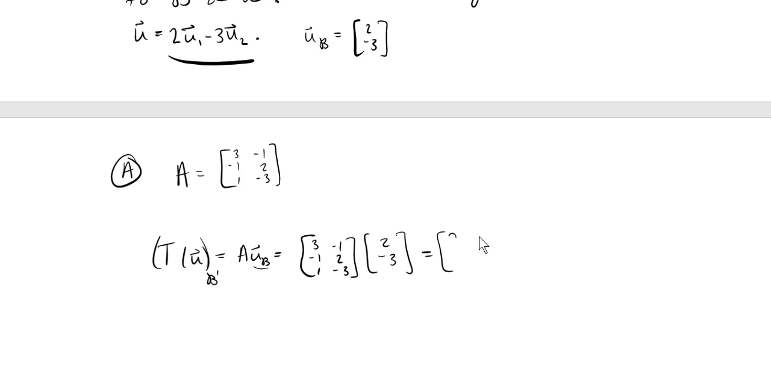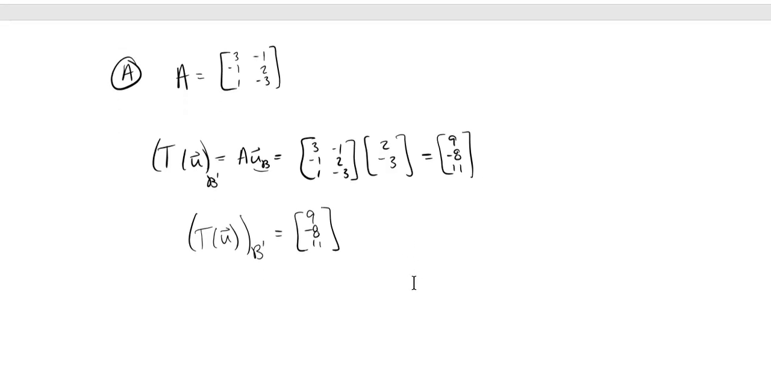Looks like we get 6 plus 3 is 9. -2 minus 6 is -8. And 2 plus 9 is 11. Looks like there we have it. The coordinates of T of u, the image of u under this transformation, expressed relative to basis B prime is this.